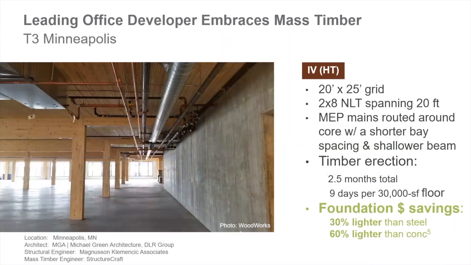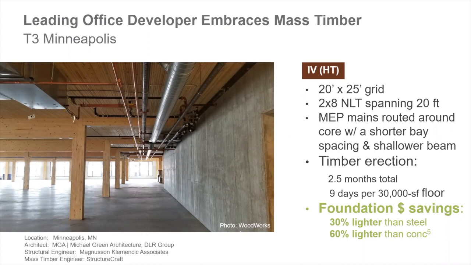Most of you are probably wondering how we work with routing MEP in a building like this. If you take a look at this picture, you can see that they were able to route all the MEP mains around the concrete core. This was achieved by a reduction in the span from that core wall to the interior column, which allowed for a shallower beam and provides that additional volume for the design team to keep that MEP pushed up towards the ceiling and out of the way.